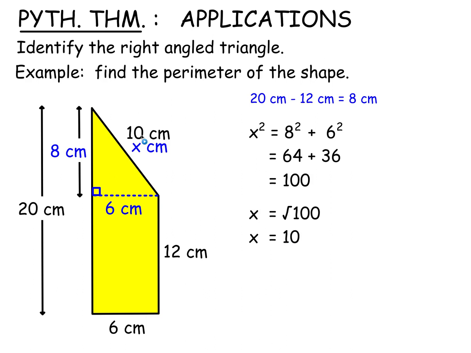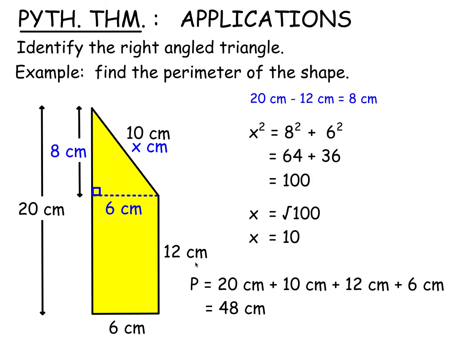Since that edge is 10, we can now get the perimeter. It's that length 20, that length 6, that length 12, and that length 10 added up. The perimeter is 48. So at first it wasn't clear that Pythagoras was involved. We had to identify that. So that's an application of Pythagoras' theorem to shapes.